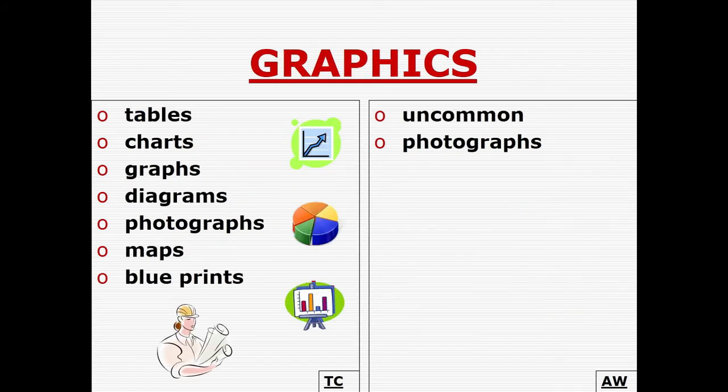For graphics, technical writing is more on using tables, charts, graphs, diagrams, photographs, maps, and blueprints. It's because they're just going to present their job. When it comes to academic writing, this is more uncommon. You're just going to use photographs.